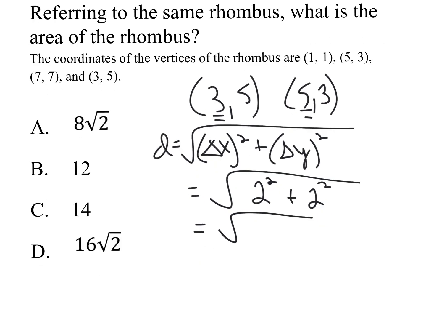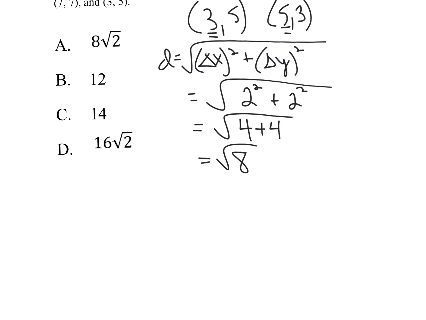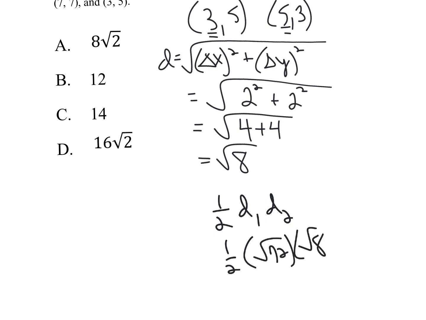So this is actually one case where you can get by not worrying about which order you're subtracting things in. Because you square it, it's always going to be positive. So that's the square root of 8. So for a rhombus, the area is half of diagonal 1 times diagonal 2. So half of square root of 72 times square root of 8. And if you just type that in your calculator, that works out to be 12, which is answer choice B.